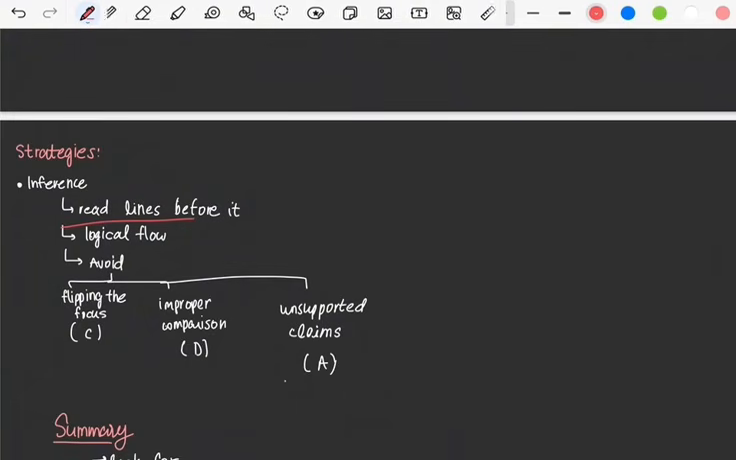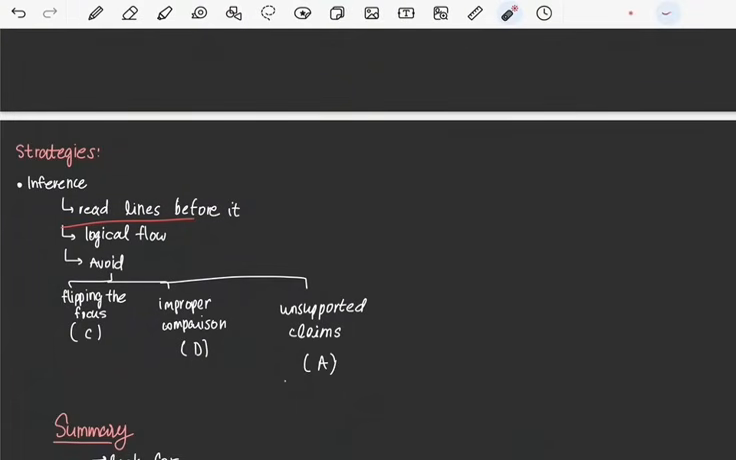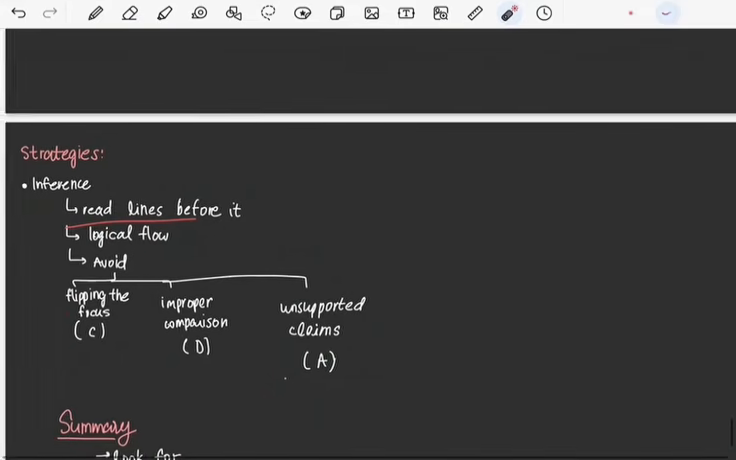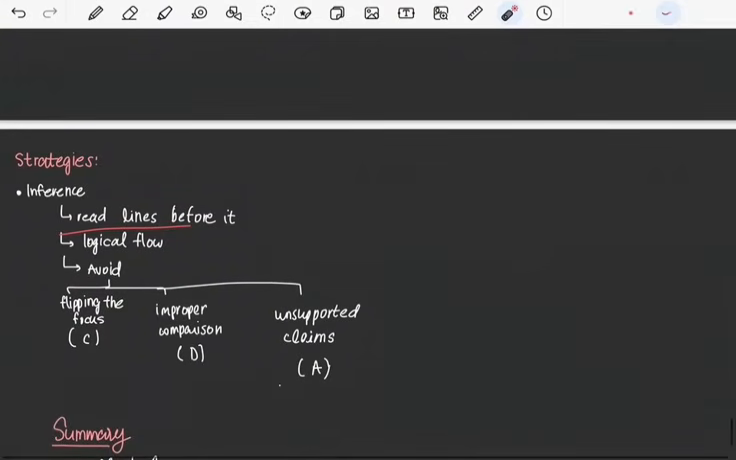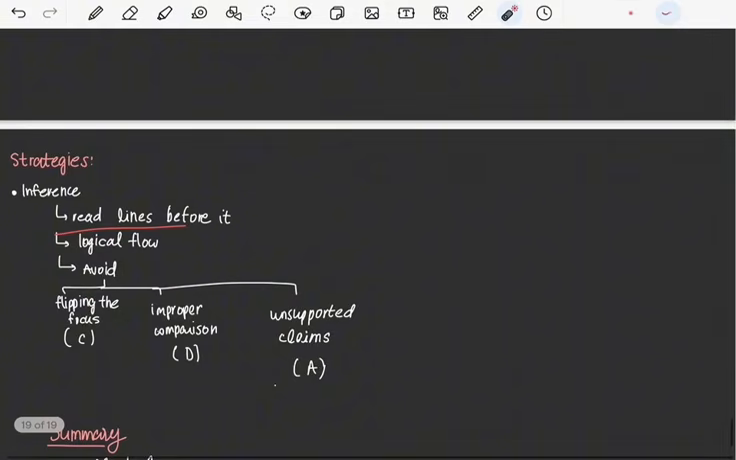Read the lines that are before it, right? Then the answer should be a logical imperative on the evidence. It should have a logical flow. And do not choose the answers that flip the focus, as you saw in option C of the last passage, that are showing improper comparison. Now, improper comparison is again in option D, and there's talking about some unsupported claims, which the passage is not even focusing on. So that is something that you have to avoid when you're answering such questions.